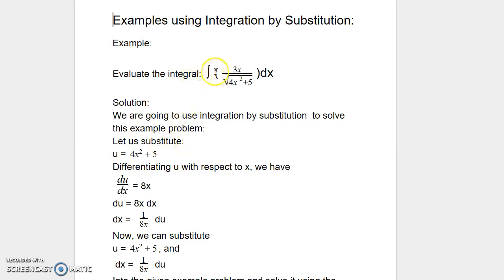We want to evaluate this integral, 3x divided by square root of 4x squared plus 1 under the radical term dx. So we're going to use integration by substitution to solve this example problem. Let us substitute u as equal to 4x squared plus 5.